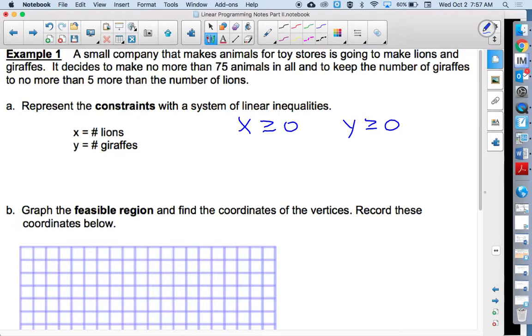Nick, how about another one? X minus 5 is less than or equal to y. And how did you get that? Because, or, no, it would be y minus 5 is less than or equal to x. Which one is it? Sadie, do you want to help them? What do you have?